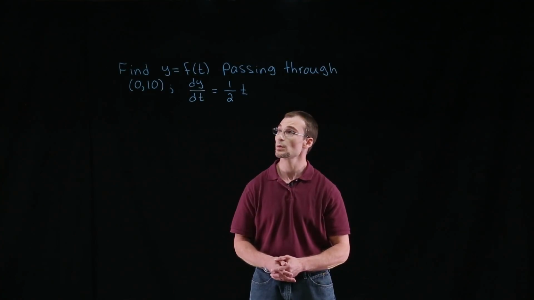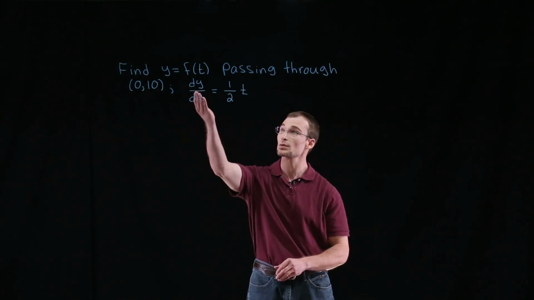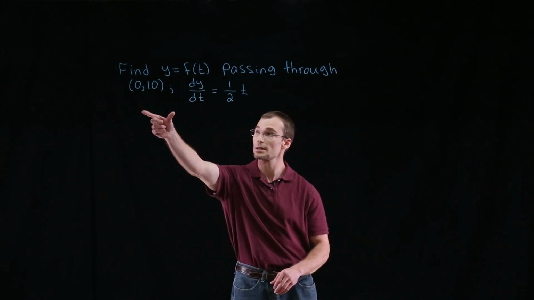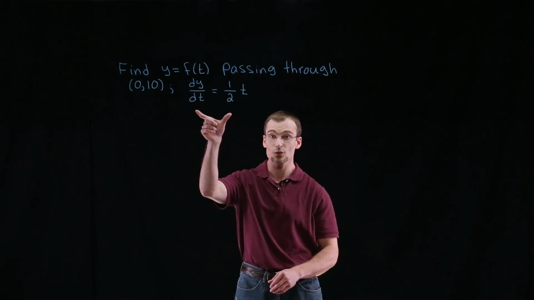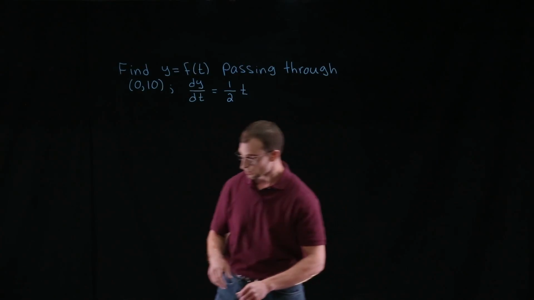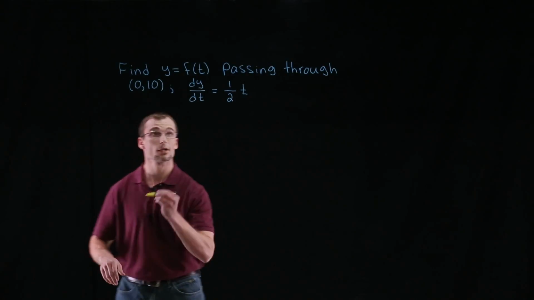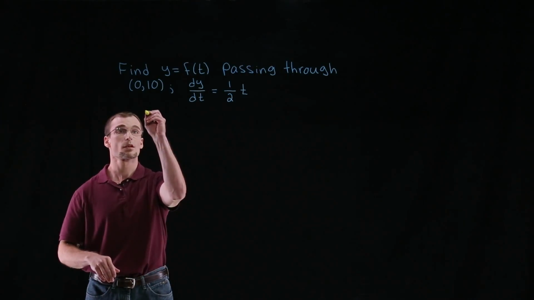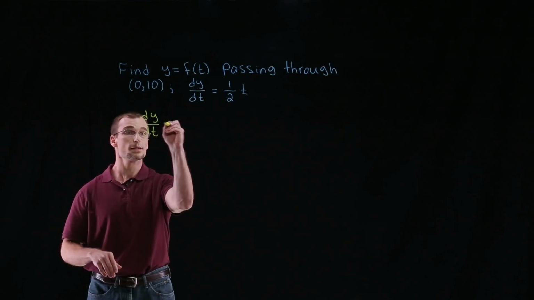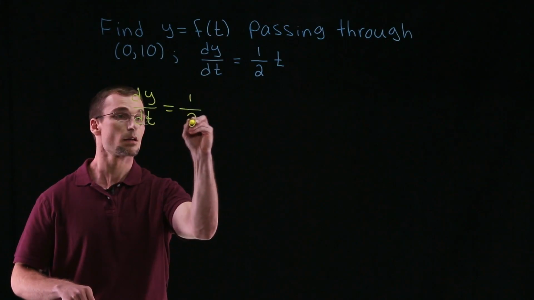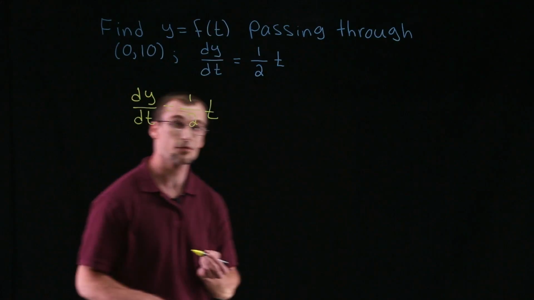In this problem, what we're going to be doing is finding the function y equals f of t passing through the point 0, 10 for the given differential equation dy/dt equals 1/2 t. So we'll start with our differential equation. dy/dt is equal to 1/2 t.